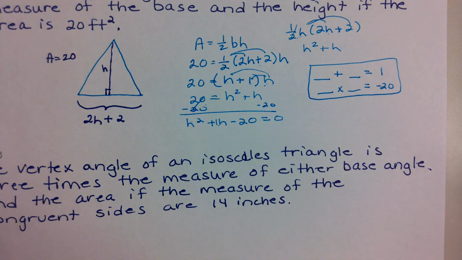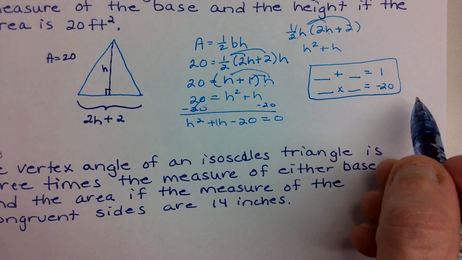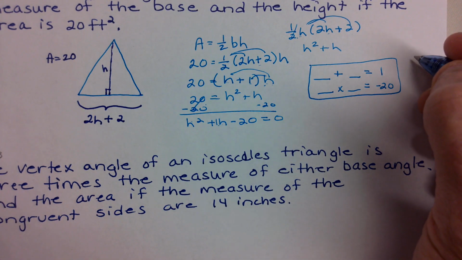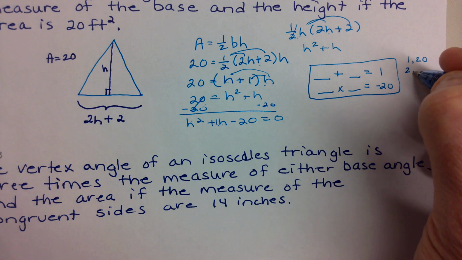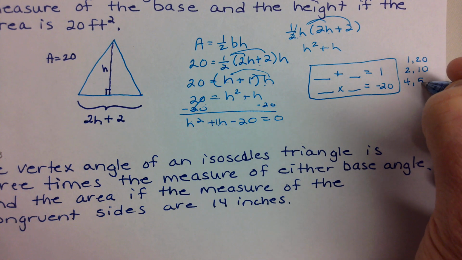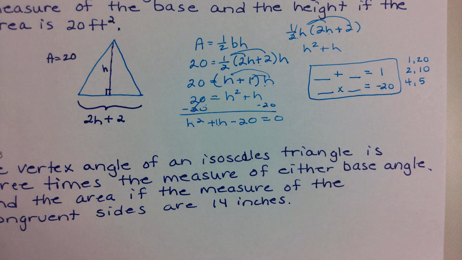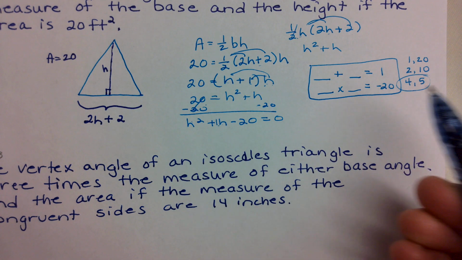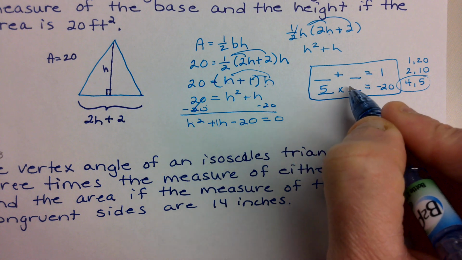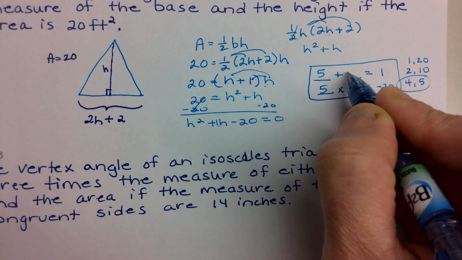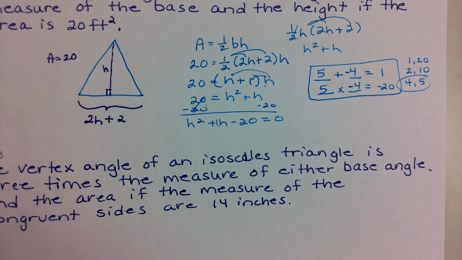This is the one you're going to have to remember for the test, box 1. So we got to think of factors of 20. So we have 1 and 20, 2 and 10, 4 and 5. That's it. Which combination of those would somehow give you a 1, whether you add or subtract them? So how would that work? Because I need to get a positive 1 and a negative 20. So I'm going to do a 5 and a negative 4. Does that work? Yes, it does.